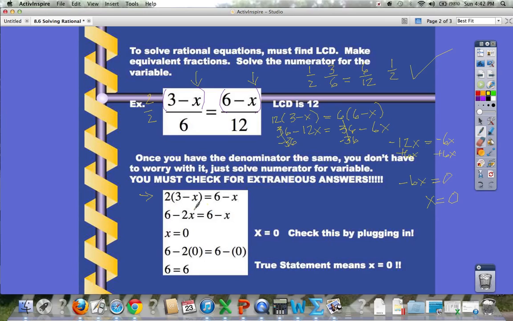All right, so when I solve this, I end up getting x is 0. I plug it back in, and yes, it checks out to be true. So when you finish and get an answer, you go back up here, plug it into your problem. 3 minus 0 is 3. 3 divided by 6 is 1/2. 6 minus 0 is 6. 6 divided by 12 is 1/2. That makes a true statement. So you plug it back in and continue to use the original, because there are some of these problems where the x's are going to be on the bottom too. All right, so please be aware you have to go back and plug into the original equation. Okay? All right, let's go to a more complicated problem.